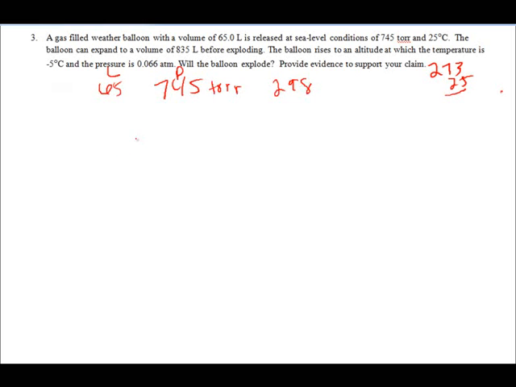Okay, and it says the balloon rises to an altitude at which the temperature is -5, so that'd be 273 minus 5, that's going to be 268, and 0.066 atmospheres. So I have torr here, I can't use atmospheres and torrs. I've got to convert one to the other, so I'm going to make this torr. So I have 0.066 atmosphere, and what I know is 1 atmosphere is 760 torr. So this is going to give me torr of 50.2.